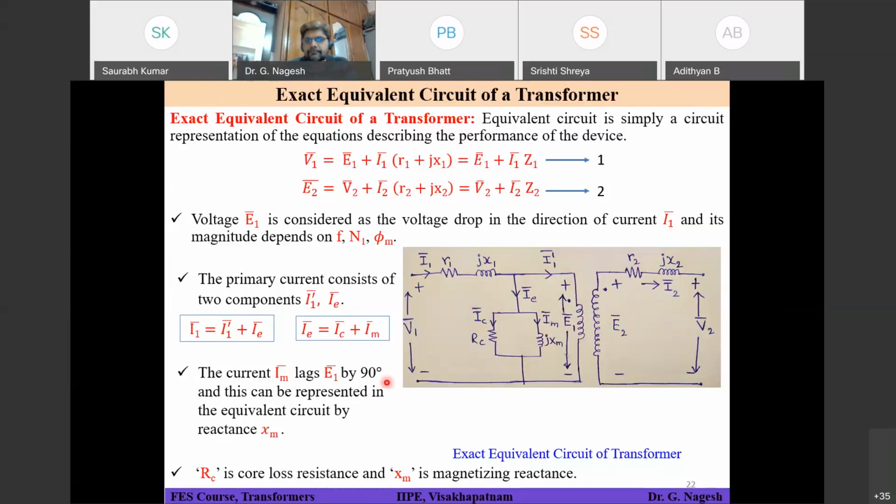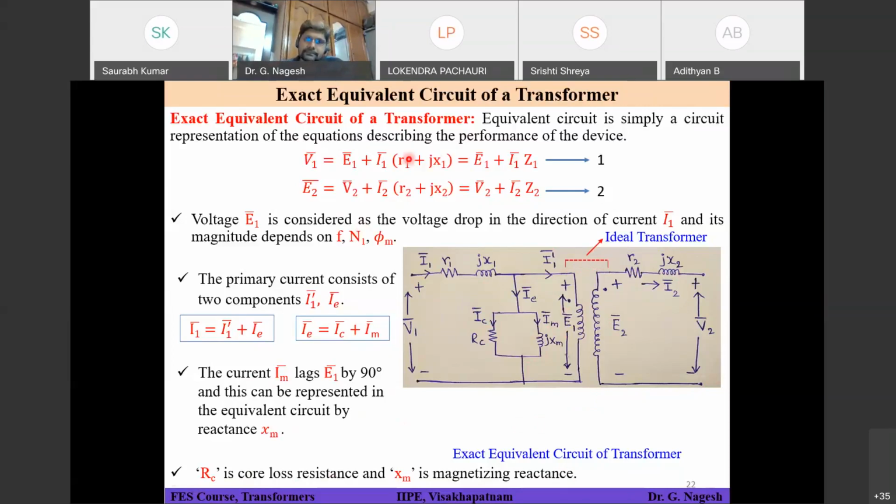Got it? So I have already explained the current IM lags E1 by 90 degrees, and this can be represented in the equivalent circuit by a reactance XM. So that's why it is shown as J into XM. Resistance RC is the core loss resistance, and XM is the magnetizing reactance. Is it clear to everyone? Yes, sir. Okay. You have studied this equivalent circuit in your +2 or somewhere? No, sir. Okay.